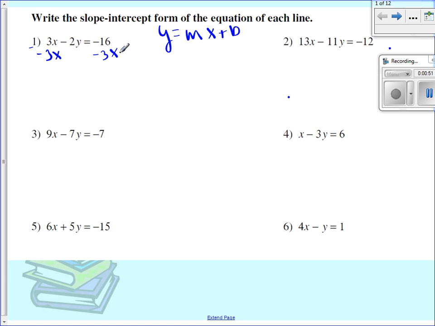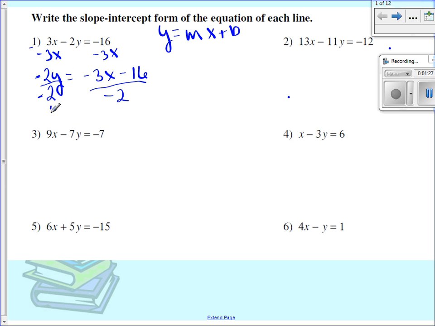And keep in mind, I want my x before my constant, before that 16. I want 2y equals negative 3x minus 16, okay? The next step is that I'm going to divide by negative 2 on both sides, sorry, it's negative. I'm going to divide by negative 2 on both sides, okay? When I'm dividing, I divide the whole thing.